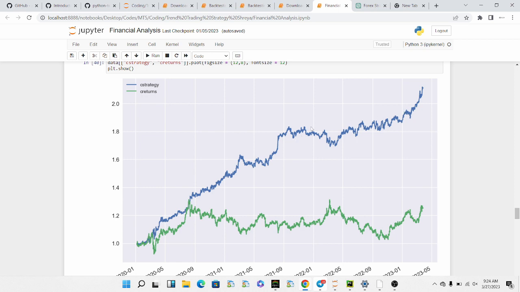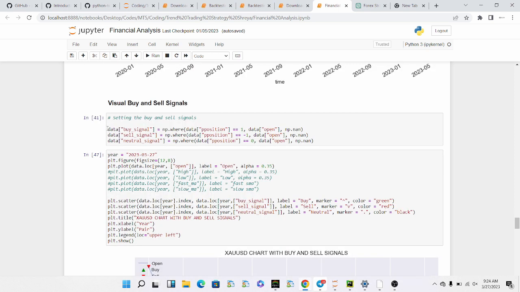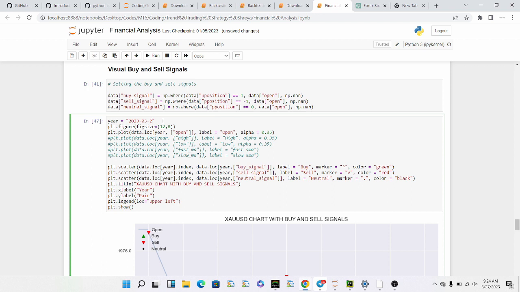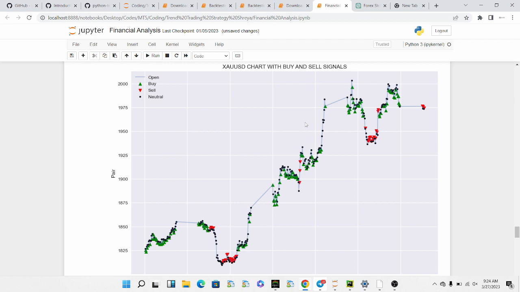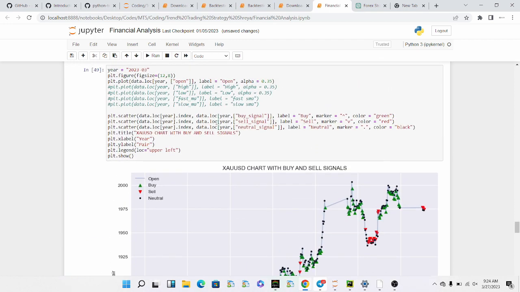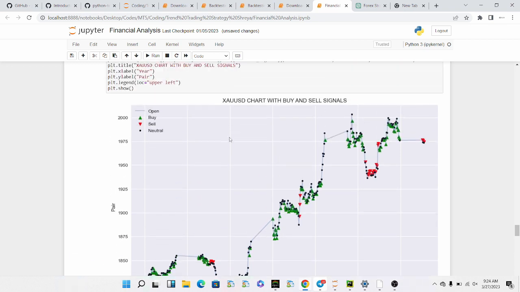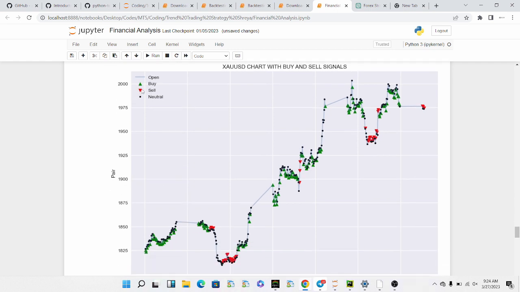It wasn't beautiful at first until we did the optimization and got the optimal values, and then we proceeded to look at our buy and sell signals. Let me just show you this for 2023. This is the 3rd of March 2020, and you can see we have the green for buy signals. Wherever we have this green arrow, it's a buy signal, wherever we have the red arrow, it's a sell signal, and wherever we have this black circle, it's a neutral position.